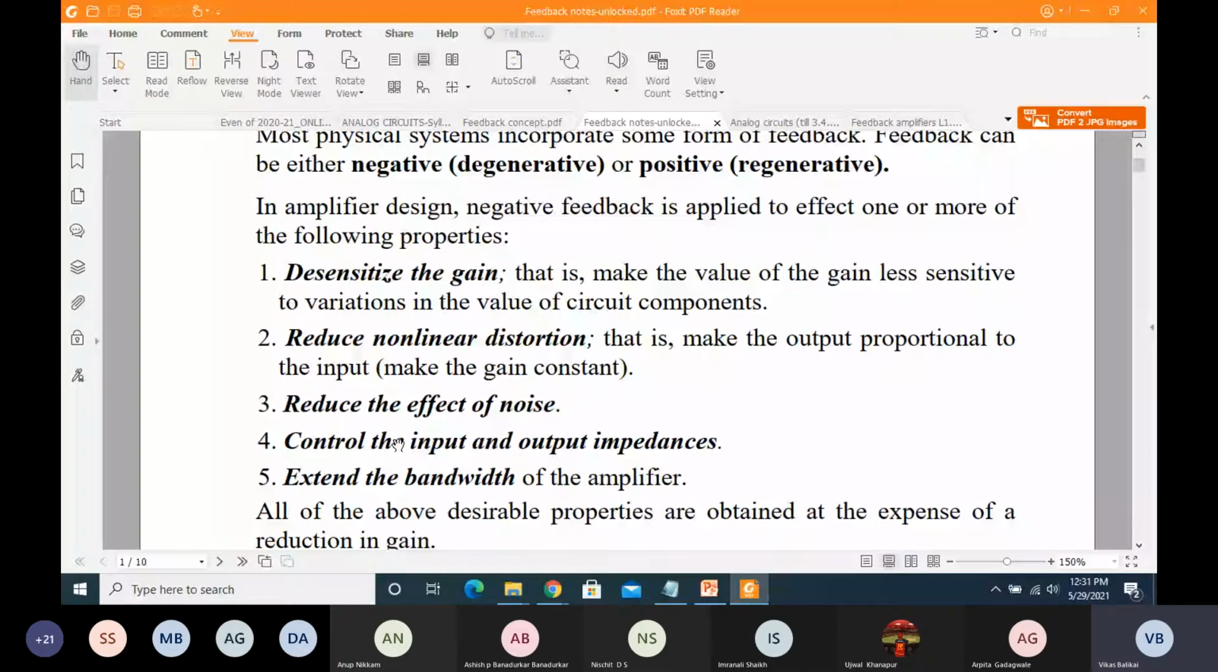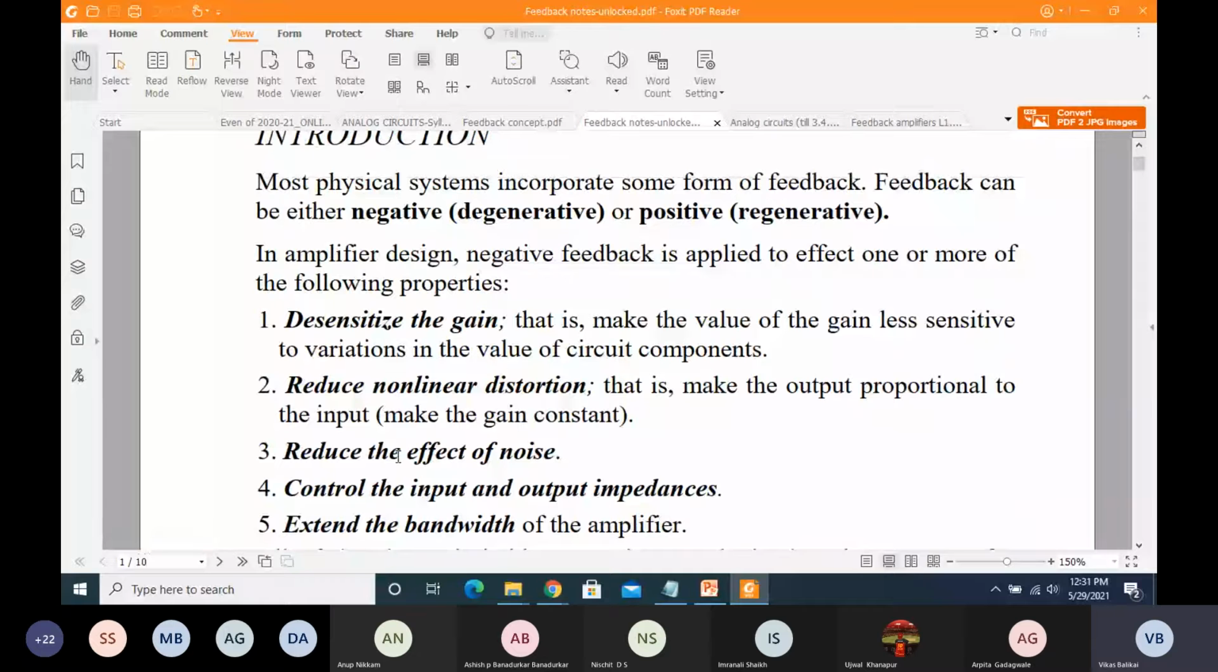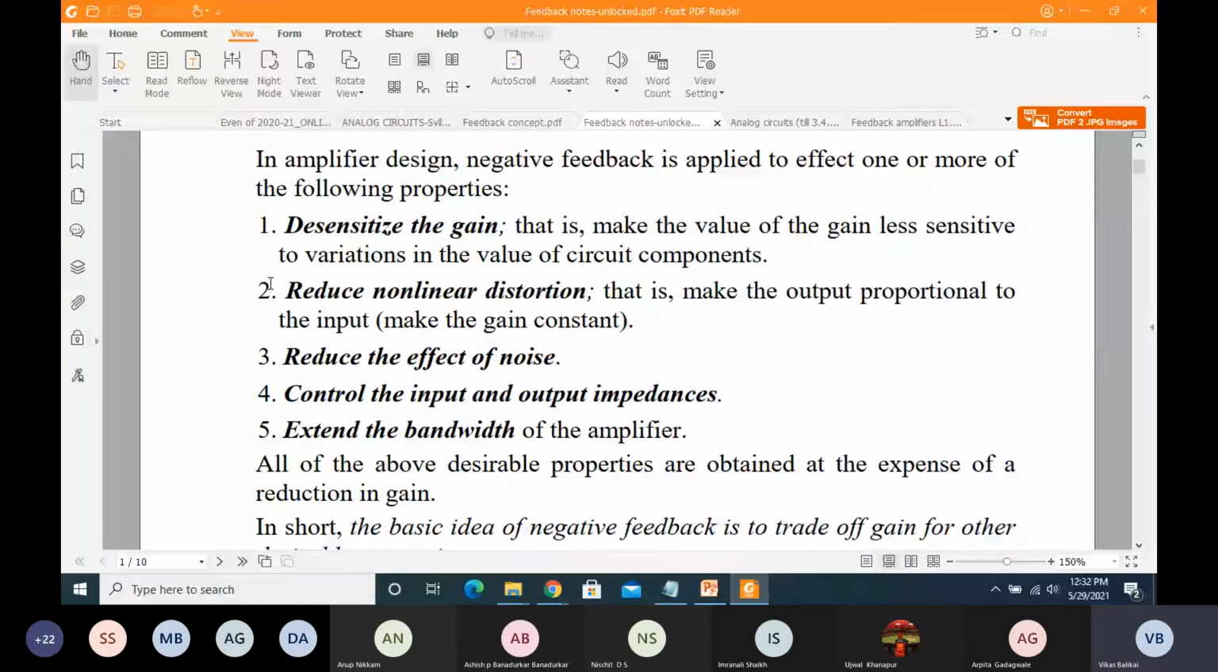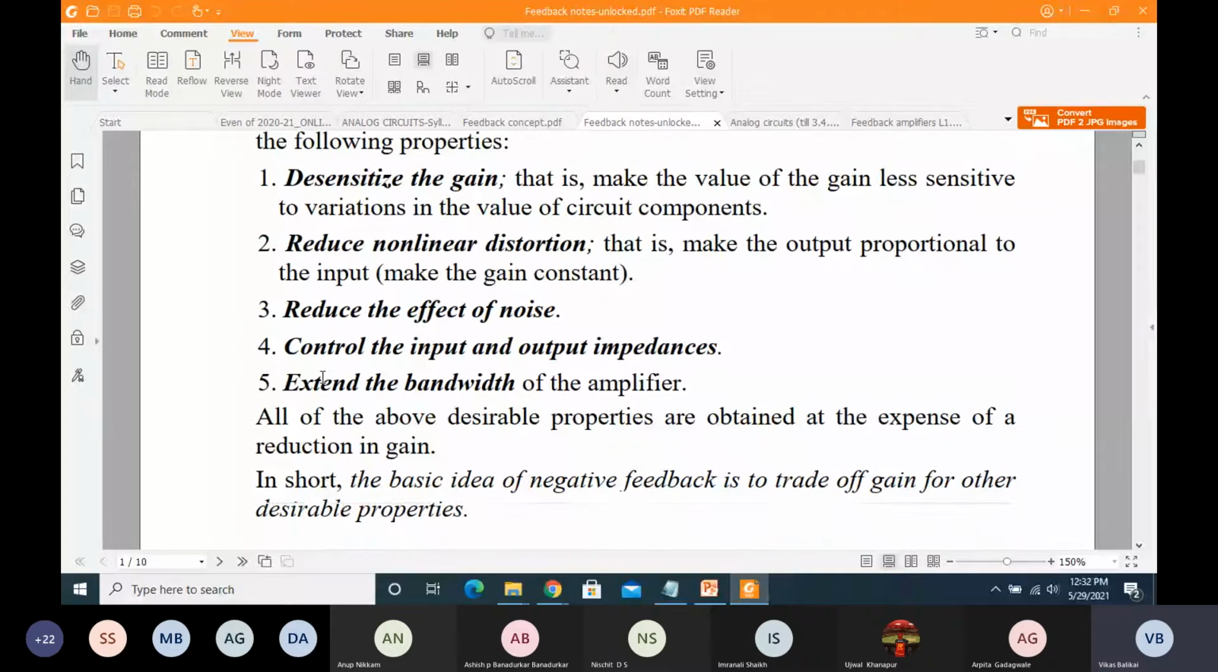So from an examination point of view, typically one of the questions could be: mention the different properties or advantages of the negative feedback amplifier. So these five could be your answer. Now the other question could be entirely for 10 marks, wherein you're supposed to explain each of them with a proper explanation. So now let us try to understand the basic agenda behind how exactly these things work.